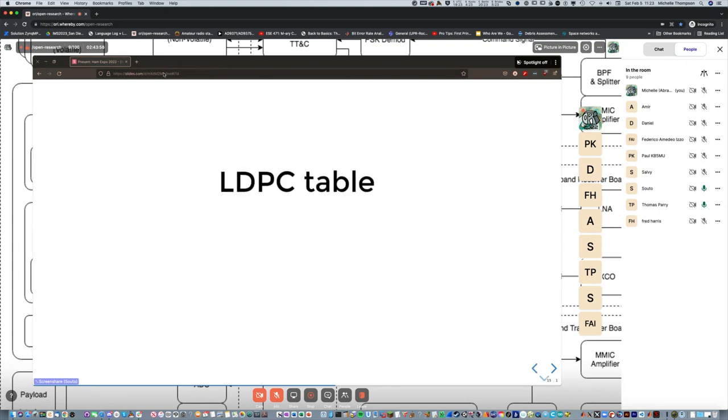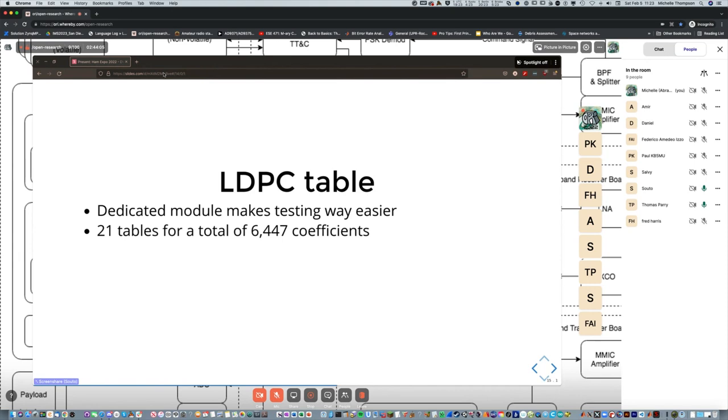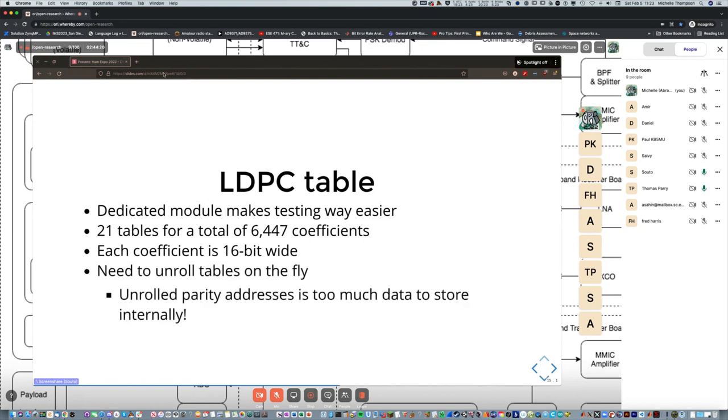So looking at the LDPC table first. It's nice to separate because a dedicated module makes testing way easier. There are 21 tables, with a varying number of coefficients in each table, but essentially there are about 6,500 coefficients, and each coefficient is 16 bits wide. We also need to unroll the tables on the fly. One of the alternatives I considered was unrolling the table and then storing that, but it's prohibitively big, so it's not feasible.